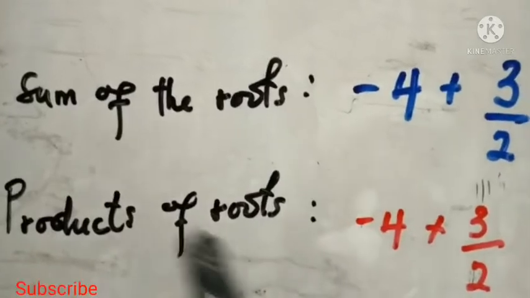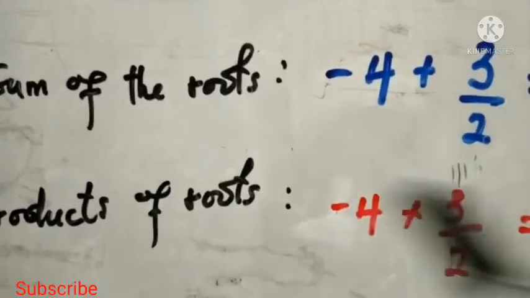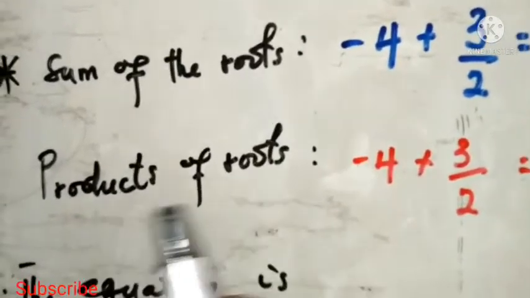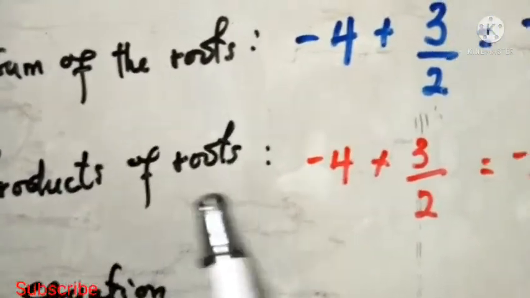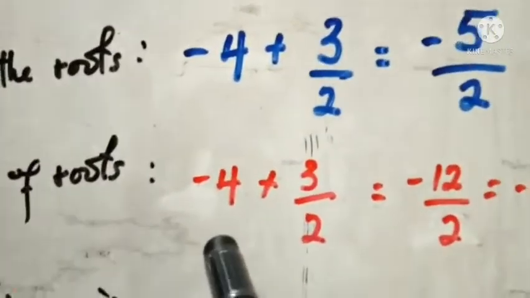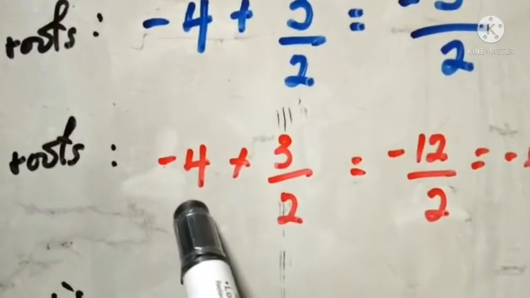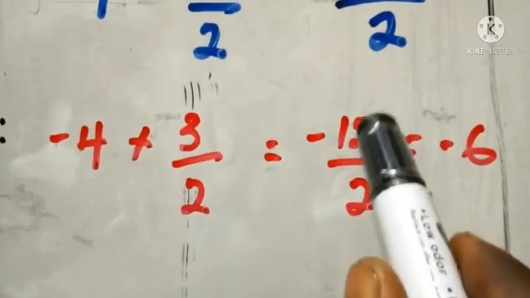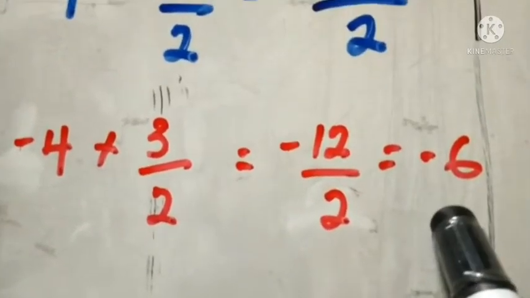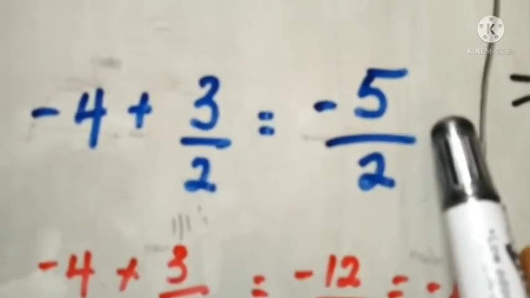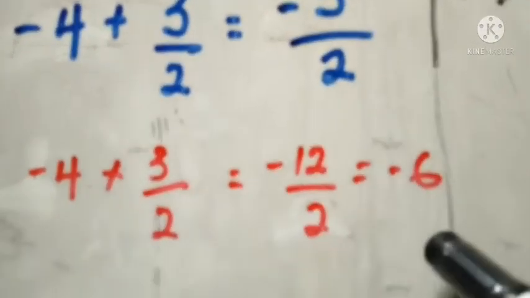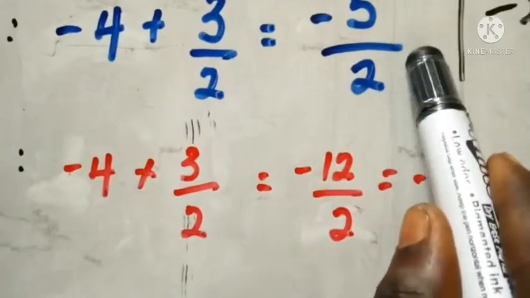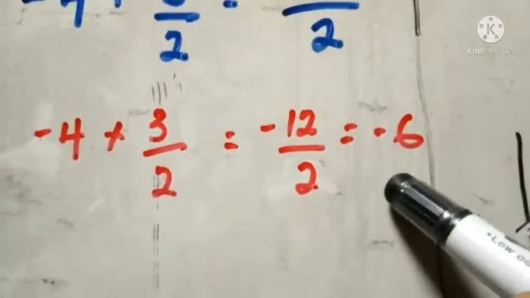Okay, now after getting the sum of the roots, we know two things. We need the sum of the roots as well as the product of the roots. The product means multiplication, so we are going to multiply the two roots here. That is negative 4 multiplied by 3 over 2. That should be minus 12 over 2, which is exactly negative 6. So we are having negative 5 over 2, as well as negative 6. This is the sum of the roots, and this is the product of the roots.